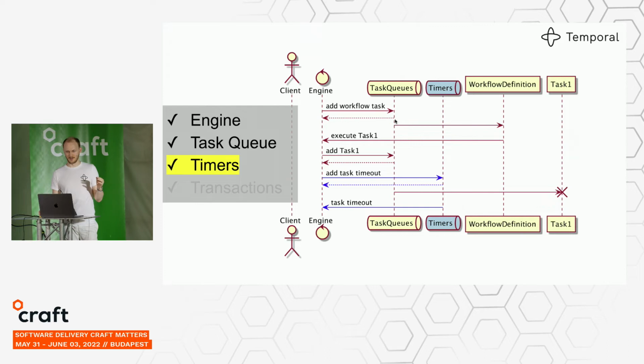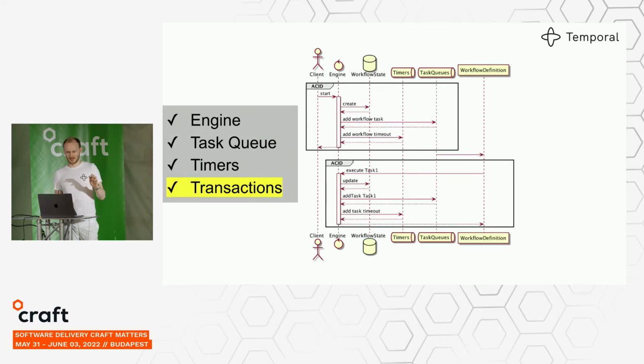So once we add a workflow task, the queue picks it up, says, okay, I need to check what the next step is, and then, okay, I need to do task 1 or an activity 1. So we add it to the queue, and we add a timeout to the queue, and then the worker pool is picking up the tasks, or we're getting a timeout if it doesn't. And we need to have transactions between both the engine state and the task queues and the timers.